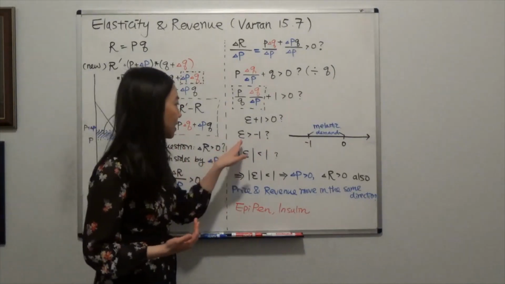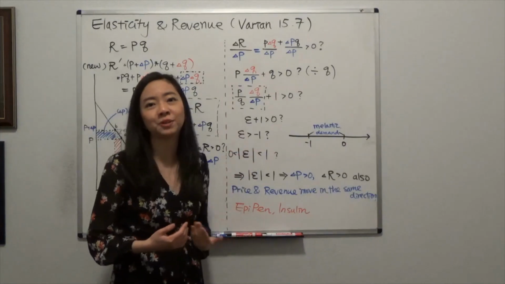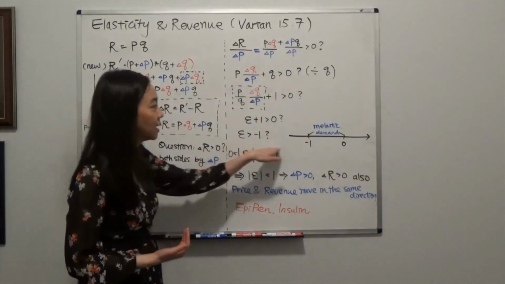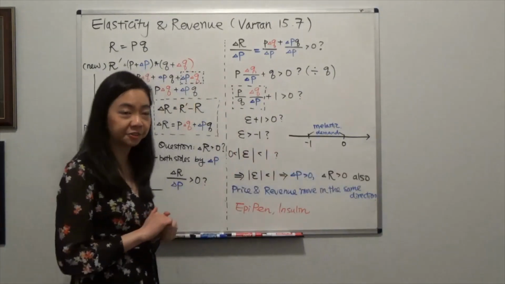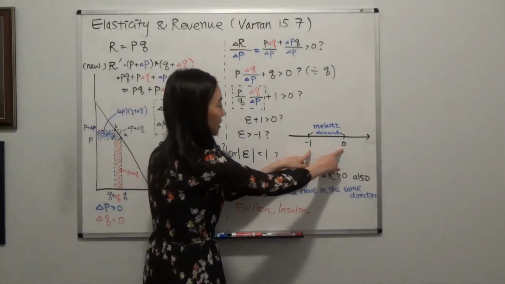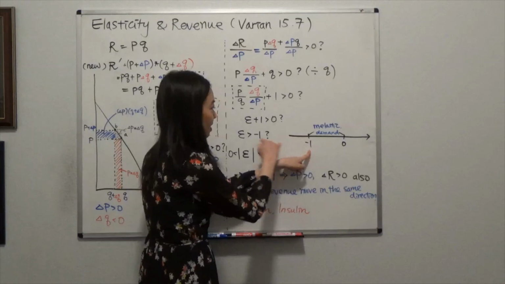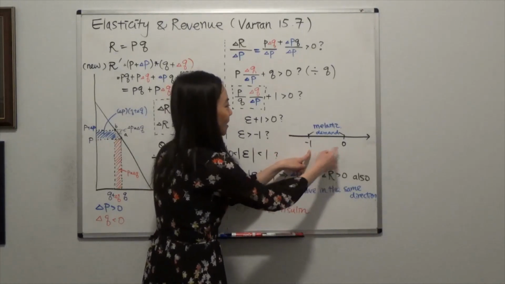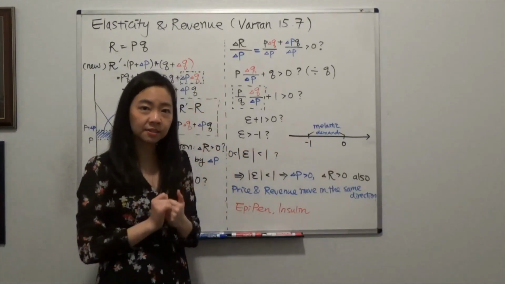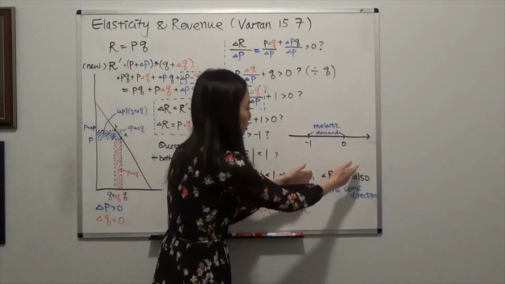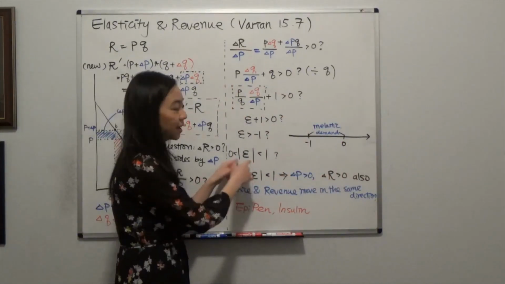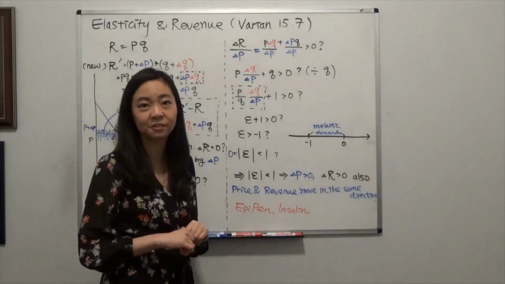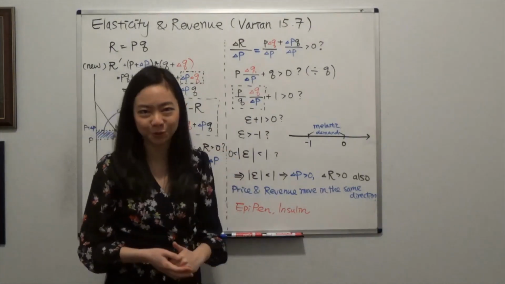And notice that elasticity of demand is always negative. So on the number line, I'm asking, hey, is your elasticity of demand somewhere here? Is it greater than negative 1, right? So that means when I'm asking if your E falls into this region, I'm asking if the absolute value of your elasticity of demand is between 0 and 1.